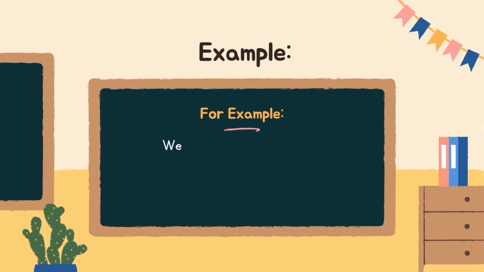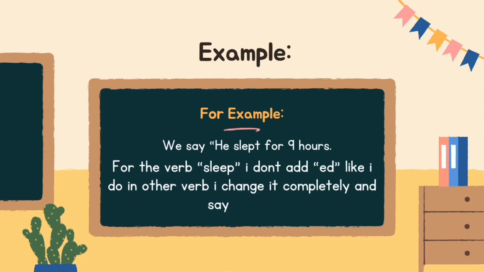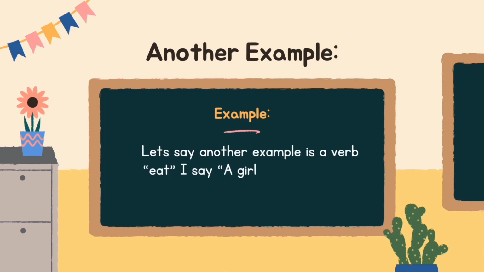For example, we say he slept for 9 hours. For the verb sleep, I don't add ed like I do in other verbs. I change it completely and say slept. Let's say another example is the verb eat. I say a girl ate her dinner, not eaten.